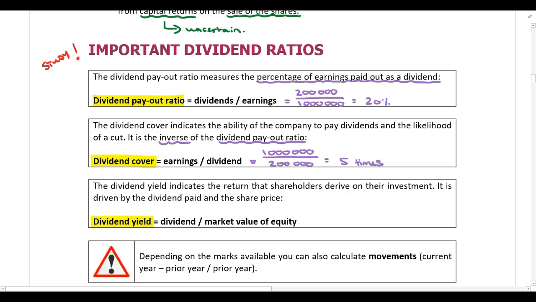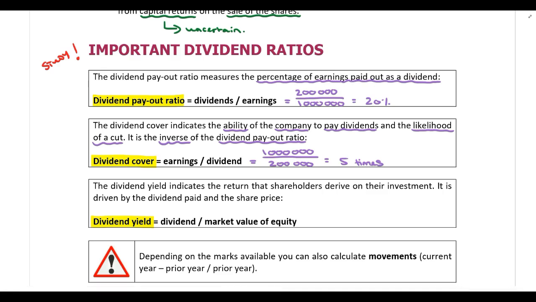And the cover ratio just tells us the ability of the company to pay the dividends and the likelihood of a cut. So obviously you want the dividend cover to be as high as possible, because then the company can easily pay the dividend and it's not likely that the dividend will be cut in the future. So a dividend cover of 5 times just means that the earnings cover the dividend 5 times.